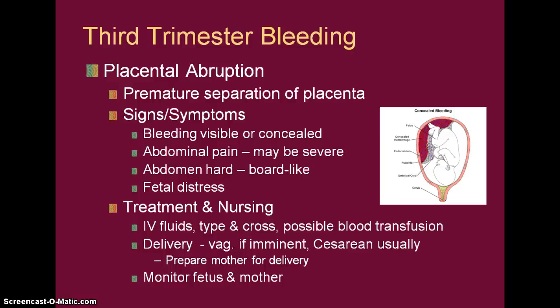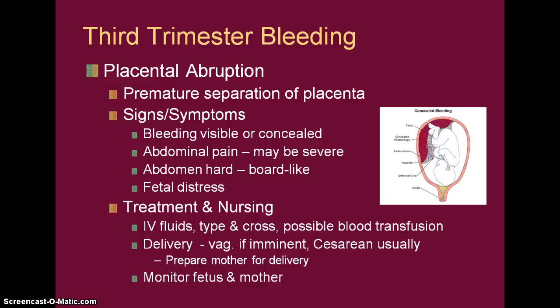In the third trimester of pregnancy, placental abruption is one of the most common causes of bleeding, and this is a premature separation of the placenta from the wall of the uterus. Signs include bleeding that could be visible or it may be concealed. The woman most likely develops severe abdominal pain, and her abdomen becomes distended and hard like a board. The fetus will be in distress if the baby is not getting sufficient oxygen and nutrients.